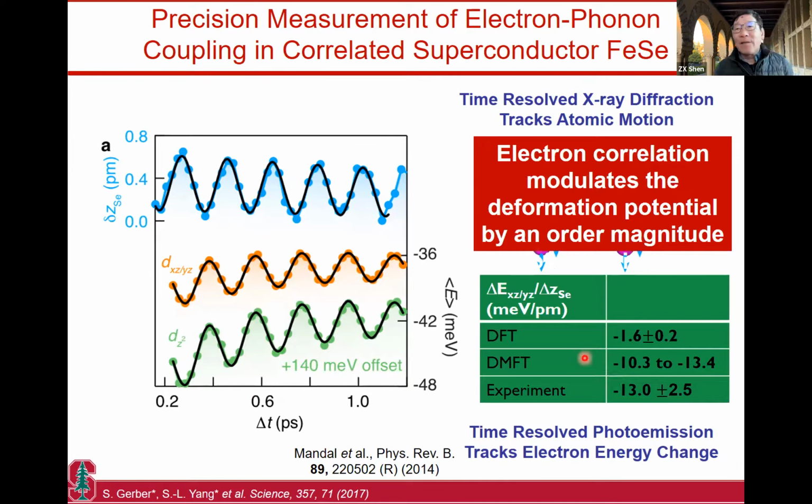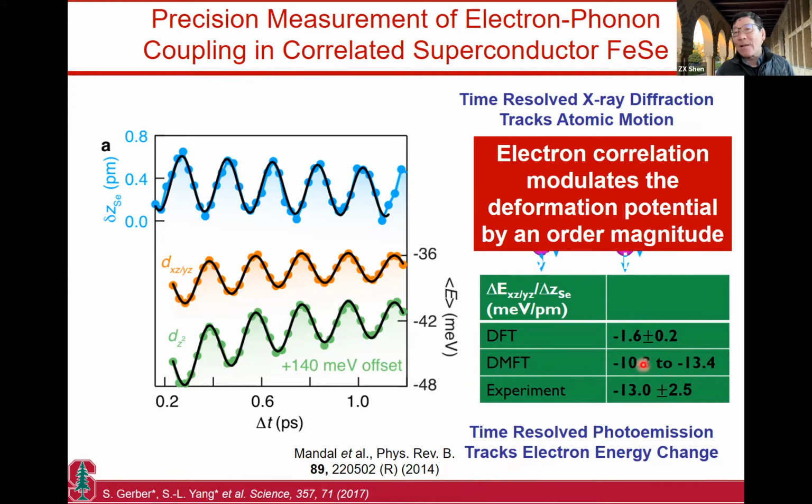So it turns out that the deformation potential in this system has been calculated, both with density functional theory, where the value is about 1.6, and with dynamic mean field theory, where the strong Coulomb correlation is more explicitly taken into account. This theory work was done before our experiment. And you can see that the experiment agrees with the dynamic mean field theory much better than the density functional theory. What this says, of course, is that in this context, you have to take the correlation effects into account to get to the experimental result.